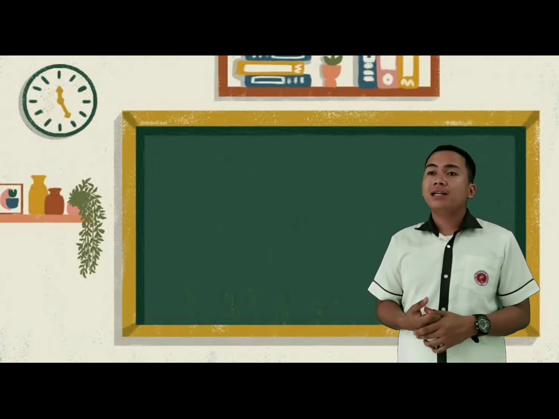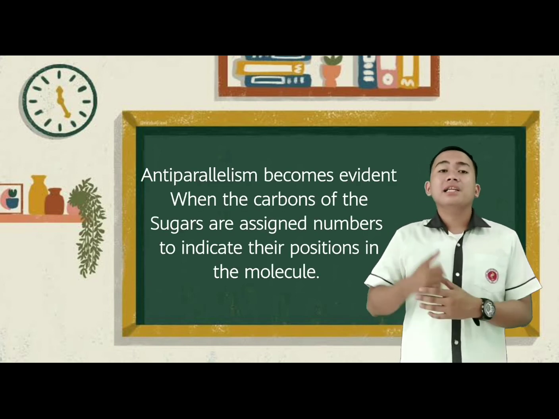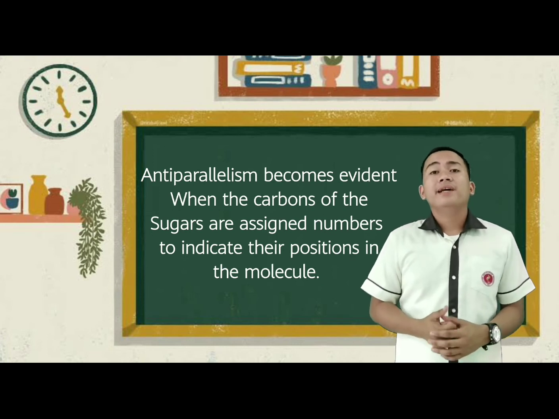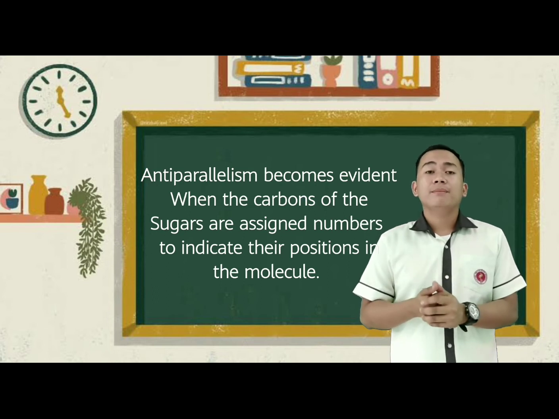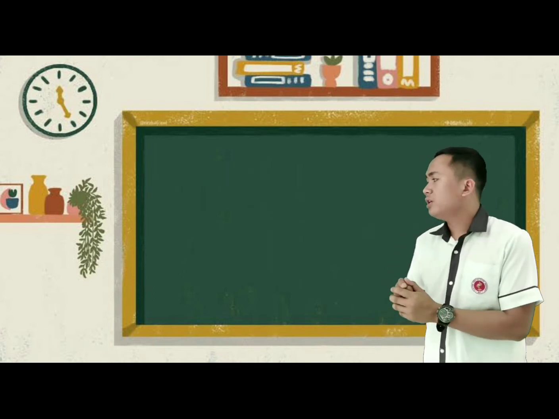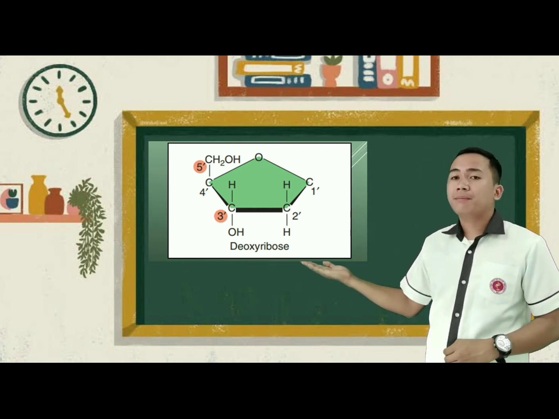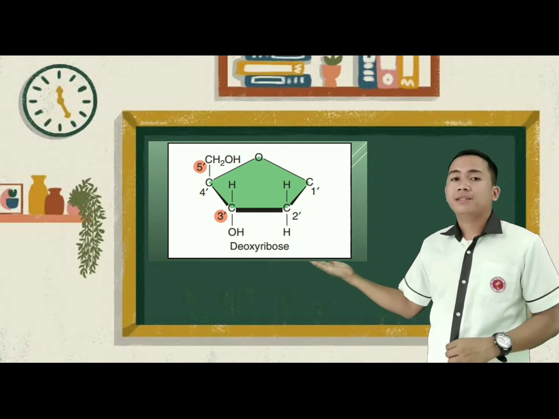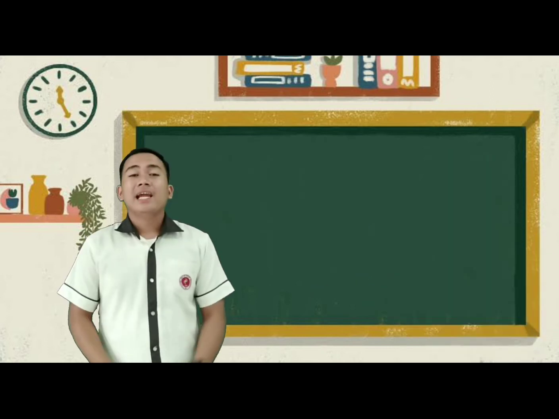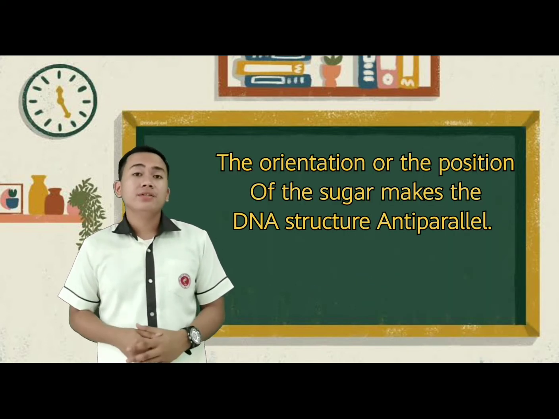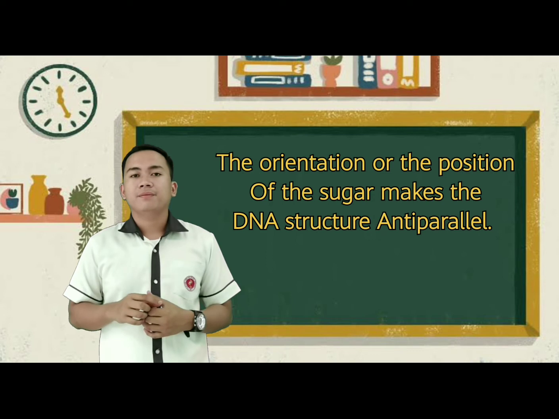So what is antiparallelism? Okay, you don't have an idea. Antiparallelism becomes evident when the carbons of the sugars are assigned numbers to indicate their position in the molecule. So here is the illustration. Based on the illustration, each side of the sugar has a number from 1 to 5. Can you see it? Okay, very good. In short, the orientation or the position of the sugar is what makes the DNA structure antiparallel. Is that clear?